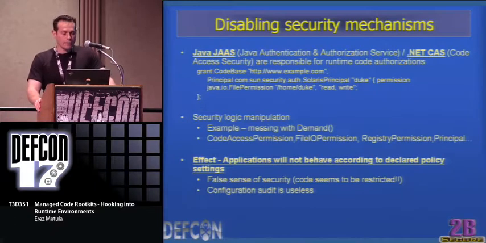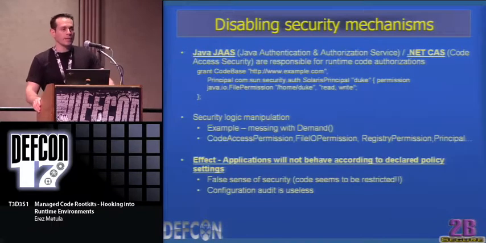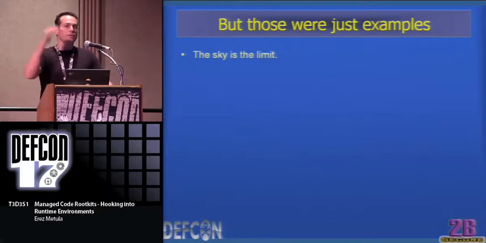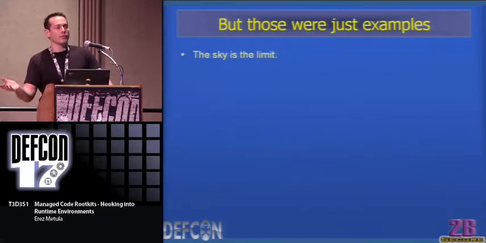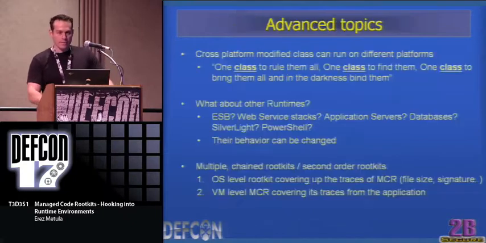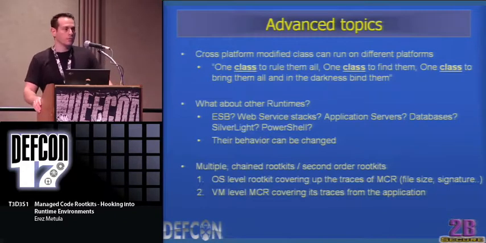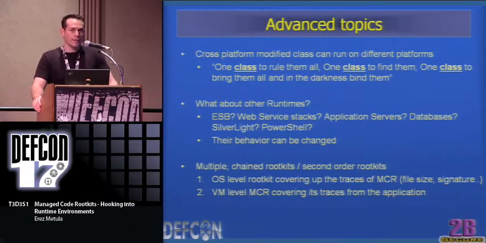And we can also talk about multiple-chain rootkits or second-order rootkits in which we have an OS-level rootkit. So, for example, a kernel-level rootkit that hides the presence of the MCR, and the MCR hides the presence of the application. Right? Remember, MCRs are not targeting the OS; they are targeting the application. And the last thing that I want to talk about now is .NET exploits. This is a tool that I wrote in order to show as a proof of concept that things like this can happen.